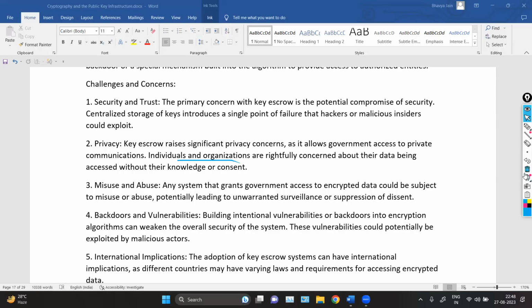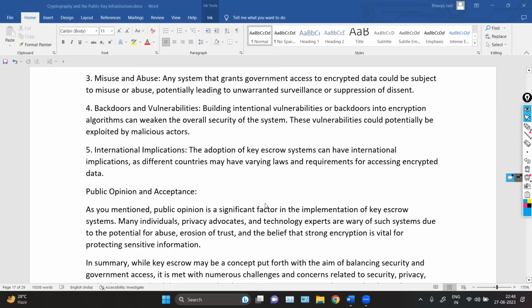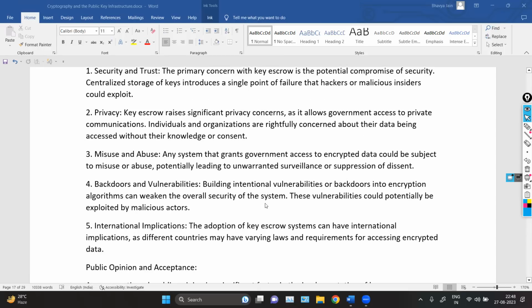So in any case of misuse or abuse, you should file a case against them, or the government should take action against that party who is misusing or abusing.